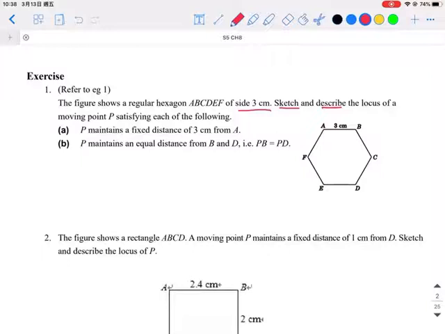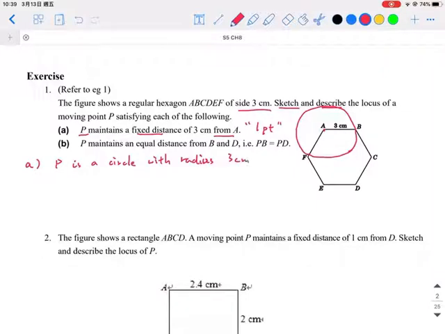The first one, the moving point P is a fixed distance from A. This time it is 1 point only. So let A be the center, and 3 cm is the radius. So I just write down the locus is a circle. How can I describe it? P is a circle with radius 3 cm. This is the first part.